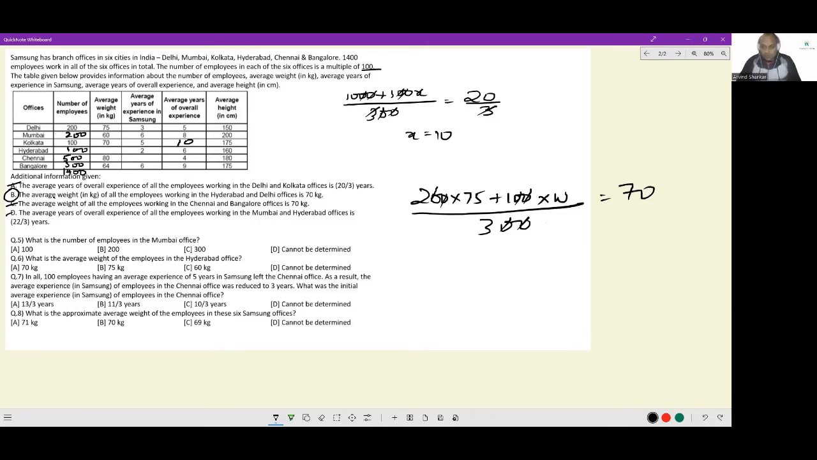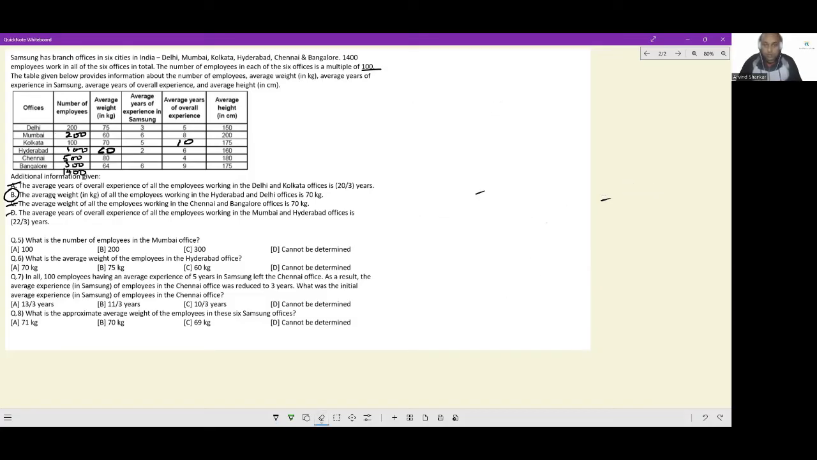So now we get 150 plus W is equal to 210, or W is equal to 60. The average weight of employees in Hyderabad is 60. And now the entire table is filled up. We can get to individual questions. We can do questions now.